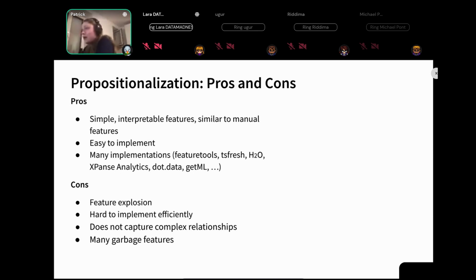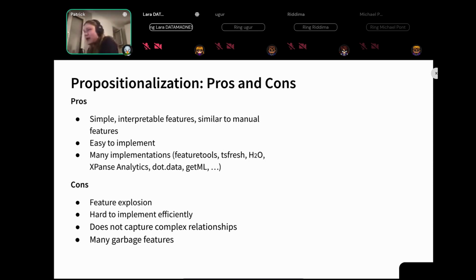Okay, let's talk about the cons of propositionalization. The first thing is feature explosion. I've hinted at that earlier. The problem that you have is it will generate many, many, many features, and you will have to deal with that. That is a problem you will certainly have to deal with.